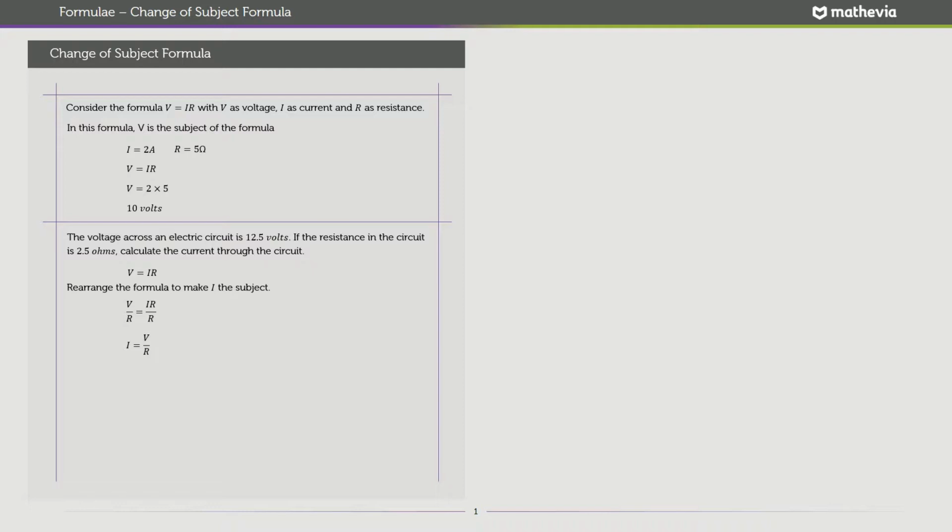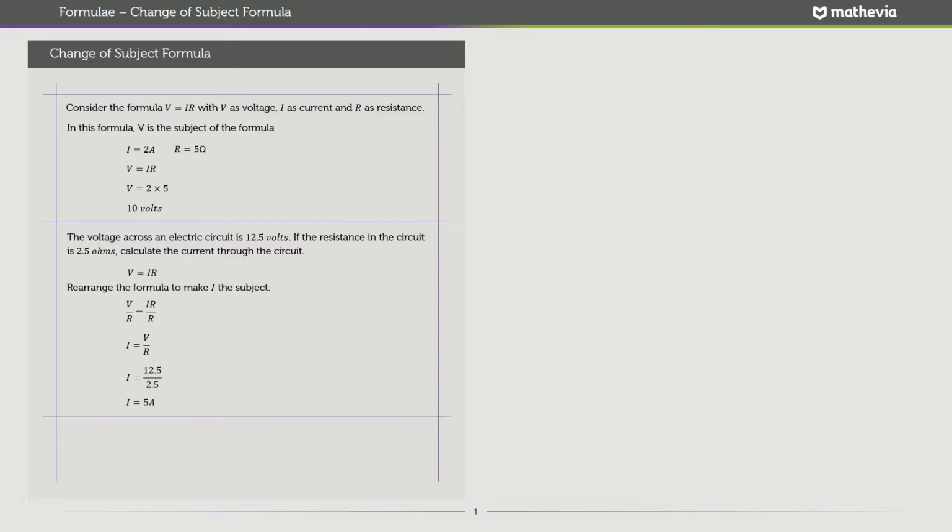And that's basically what we're going to be learning this lesson. You've just changed the subject of this formula from V equals IR to I equals V over R. Now you can apply this formula to solve for your value for I, and you have your value for I as 5 amperes. So 12.5 divided by 2.5, and you have your answer as 5 amperes. Simple, straightforward.